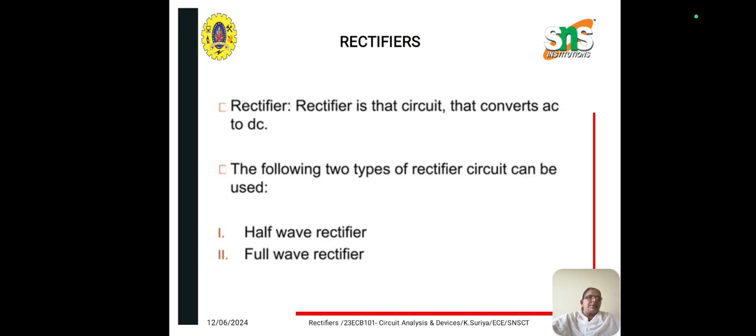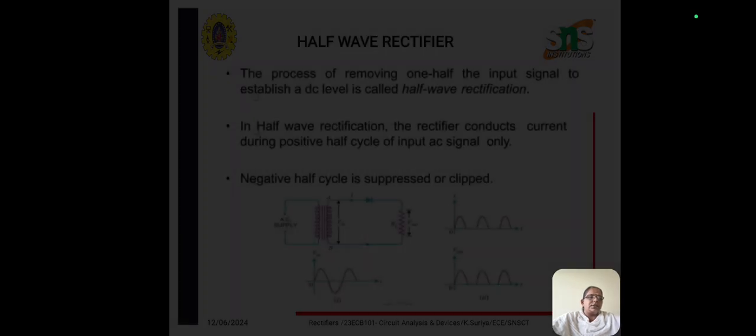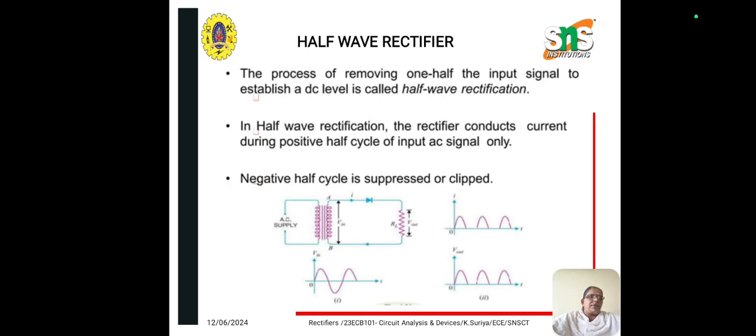So there are various types of rectifiers used in electronics. Some of them are half wave and full wave rectifiers. So we'll see the half wave rectifier first. The half wave rectifier is a process of removing one half of the input signal to establish a DC level. Here the rectifier conducts current during the positive half cycle of the input AC signal. During the negative half cycle, the signal is suppressed or clipped. So it is the simplest type of rectifier. It uses only a single diode to allow the current to flow in only one direction during one half cycle of the AC waveform.